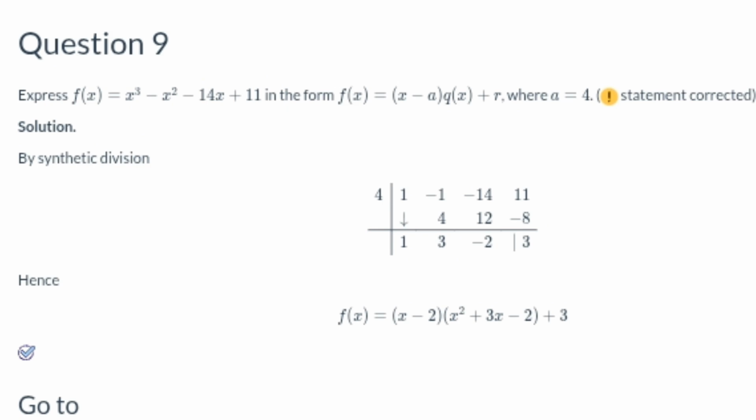The quotient, q(x), has coefficients 1, 3, and 20. So q(x) equals x² + 3x + 20. The remainder, r, is 51. Hence, the polynomial is expressed as f(x) = (x - 2)(x² + 3x + 20) + 51.